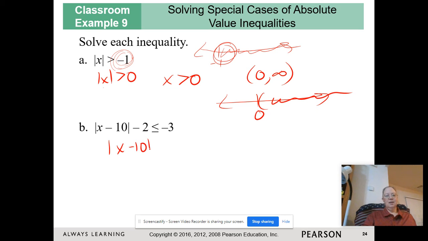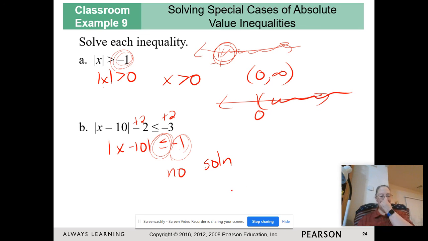X minus 10. Remember, we have to add the 2. We cannot have an absolute value smaller than 0. In fact, it certainly can't be smaller than -1. So this is going to be a no solution again. Yeah, this just doesn't work. We can't have an absolute value that's negative.